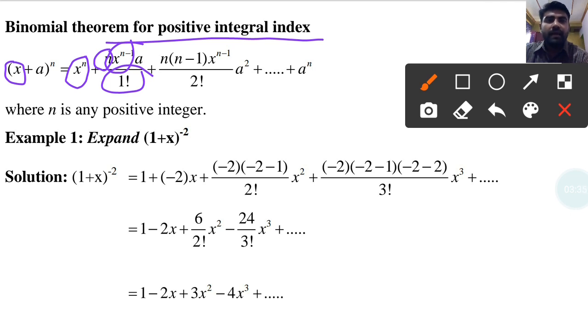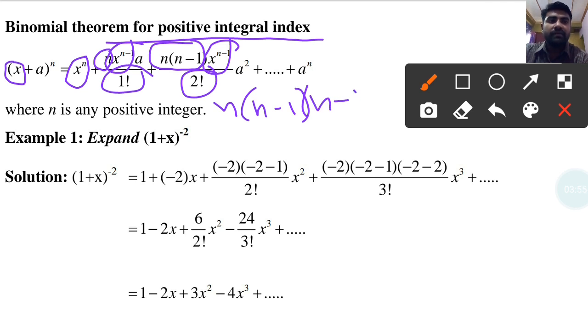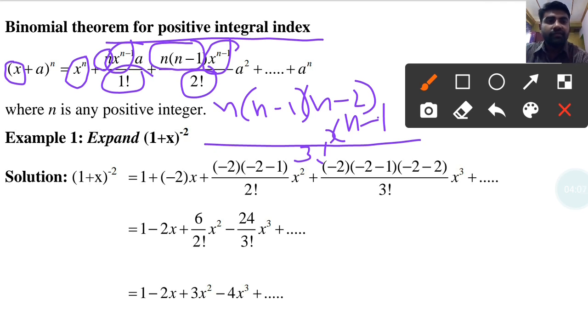For the third term, n into n minus 1, right? n as it is, n into n minus 1, x raised to n minus 2, over 2 factorial. For the fourth term I am writing here, that is n, n minus 1, n minus 2, x raised to n minus 3, upon, now time for 3 factorial, right? So this is how this equation expands.